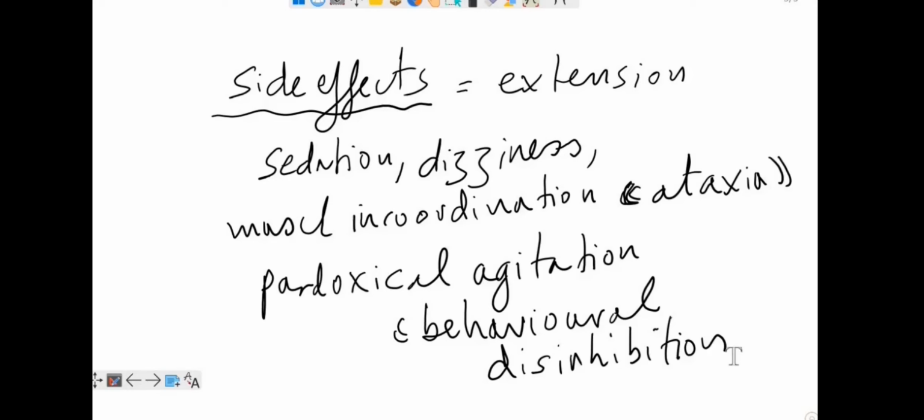All the side effects related to the benzodiazepines are related to the extension of the pharmacological action. We have to know that, of course, if they produce muscle relaxation and they produce sedation, dizziness, and in this case, the person should avoid driving cars or other moving machinery. Okay? So these are the major side effects of benzodiazepines.